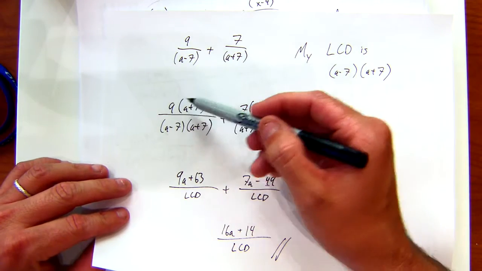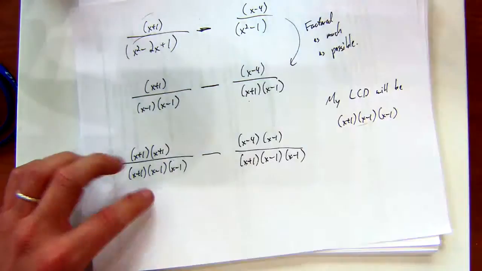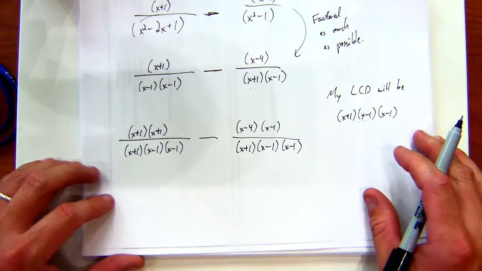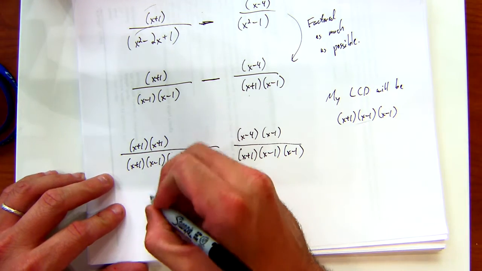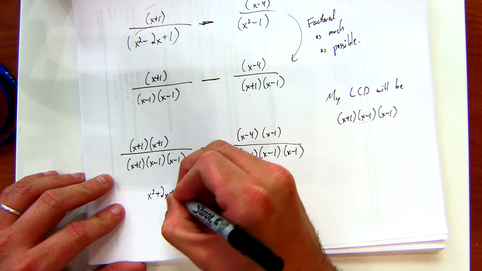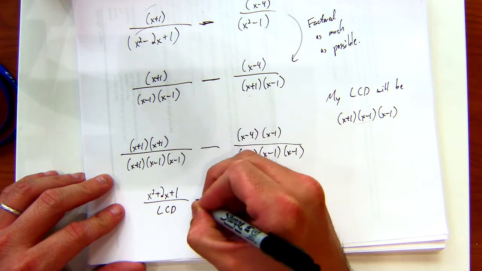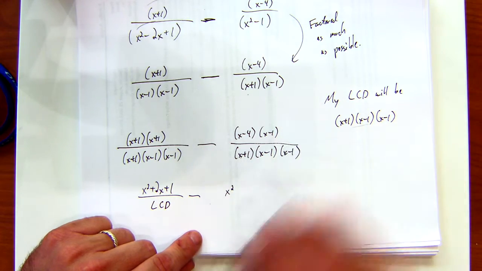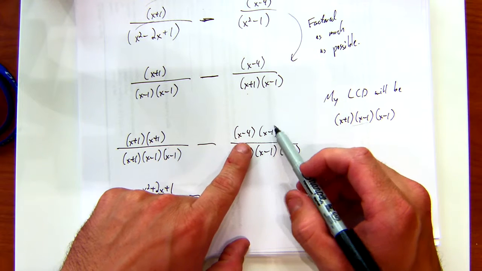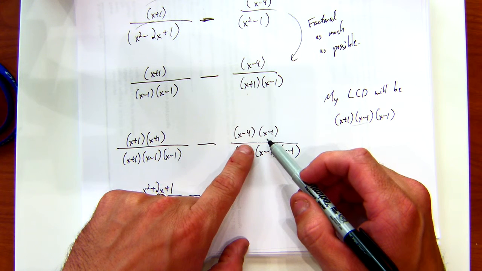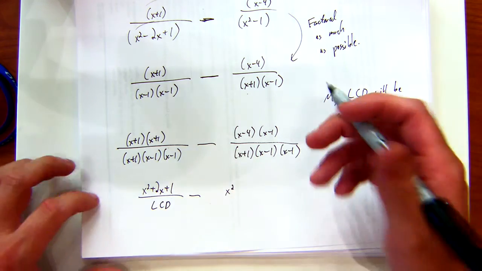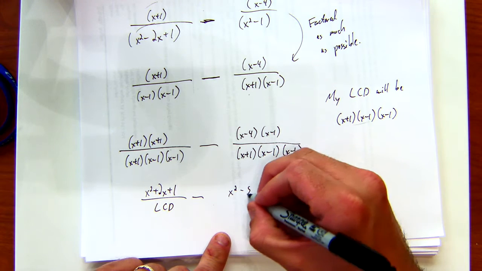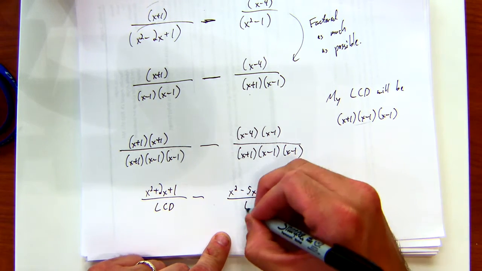So I distributed 9 times a plus 7 is 9a plus 63. So I have to do the same thing here, but here I've got to multiply these binomials. So what is x plus 1 times x plus 1? Yeah, so this is going to be x squared plus 2x plus 1 all over my LCD minus, what do these two multiply out to be? X squared, so you used your FOIL or distributive property, right? If you distribute everything out, minus 5x plus 4 all over my LCD.